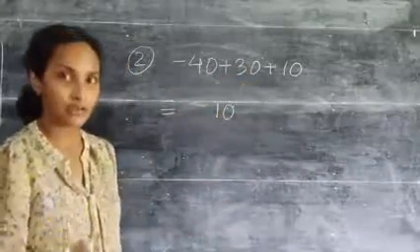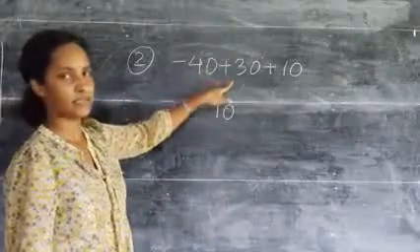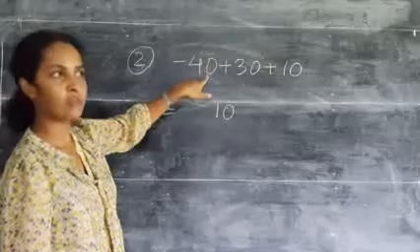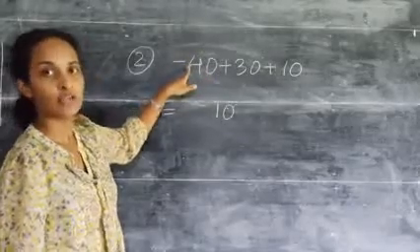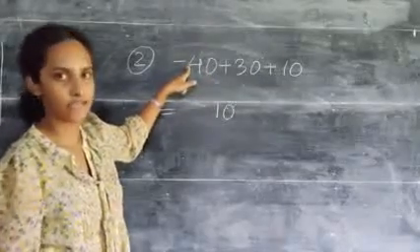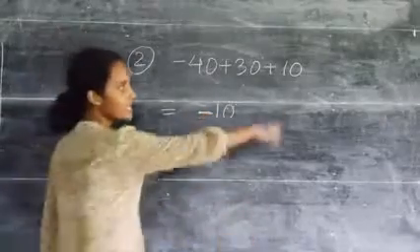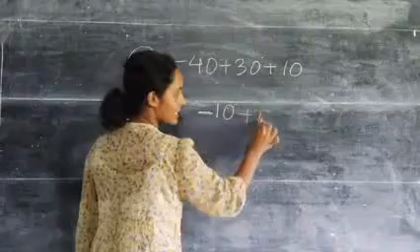And what will be the sign of 10? Minus plus. Which one is the greater number? 40 is the greater number, right? So what is the sign of 40? Minus. So the greater number's sign will be the answer's sign, right? So what is the answer sign? Minus, right? And what is left? Plus 10 is left, right?